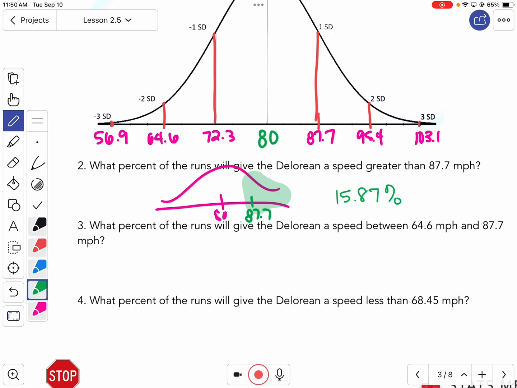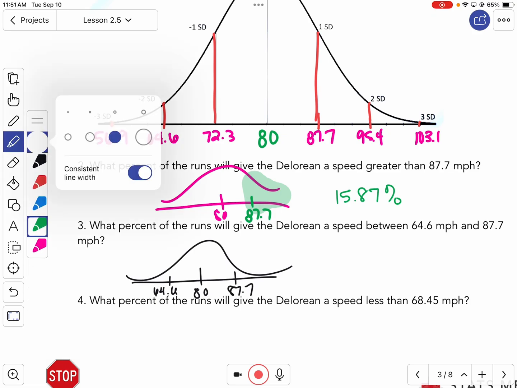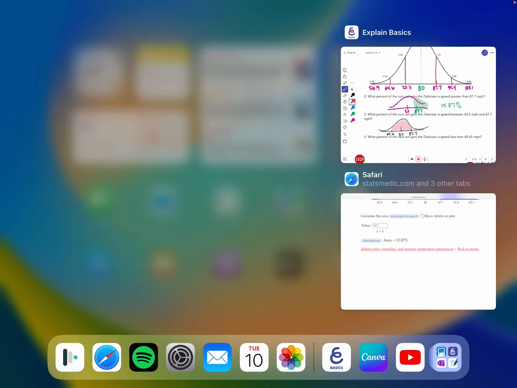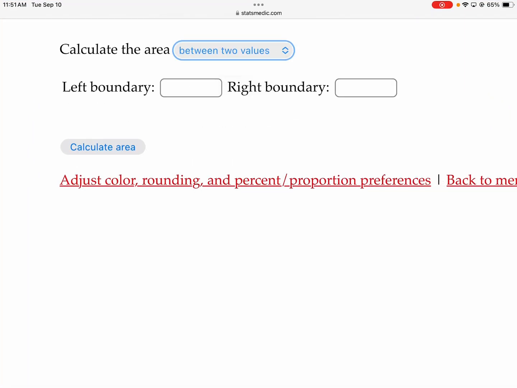It says, what percent of the runs will give the DeLorean a speed between 64.6 and 87.7? And so if we think about our curve, we know 80's in the middle. All right, 64.6, 87.7. And I want the area that is between those 2 values. So guess which option we're going to pick on the applet? Between 2 numbers. Okay, it's really that simple. Between 2 numbers. So we'll go back to our applet. We'll change the drop down menu to between.